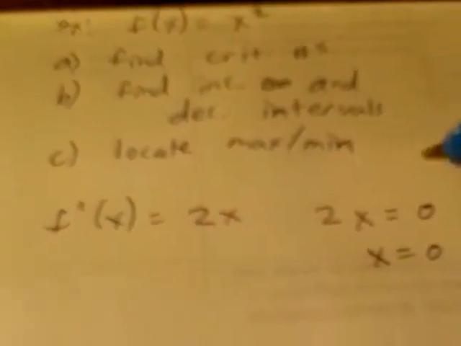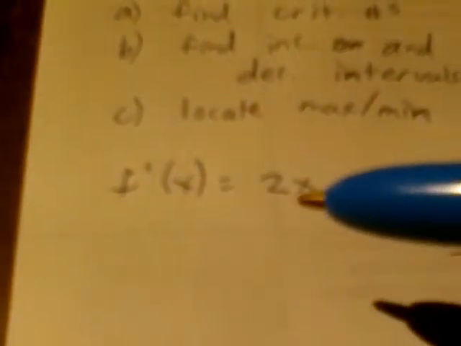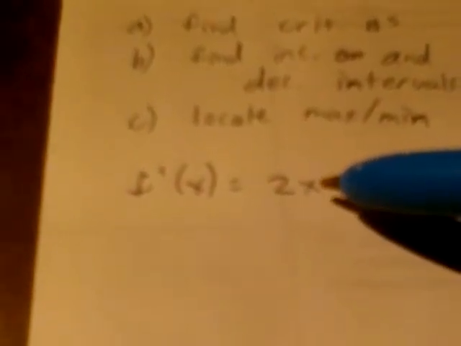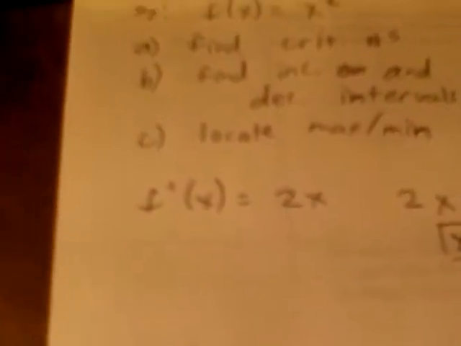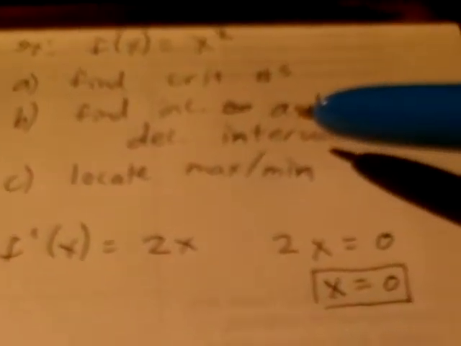So we found our critical numbers, which is x equals 0. There's only one of them. And we know that f'(x) = 2x is never going to be undefined, so we don't have to worry about that part. Just set it equal to 0. And then we're going to find the increasing and decreasing intervals. So we want to find out when the first derivative is positive and when the first derivative is negative.